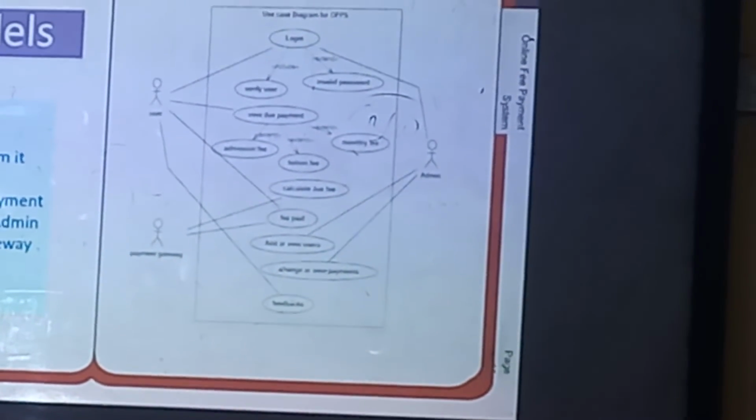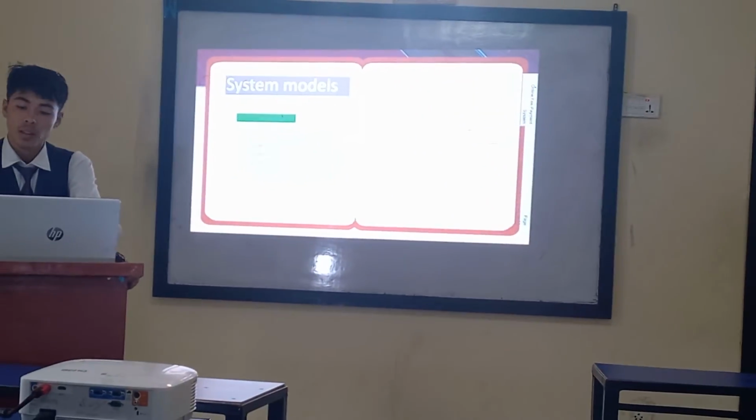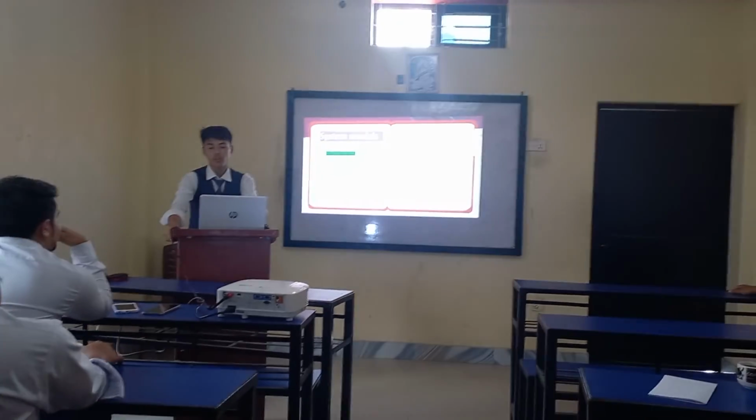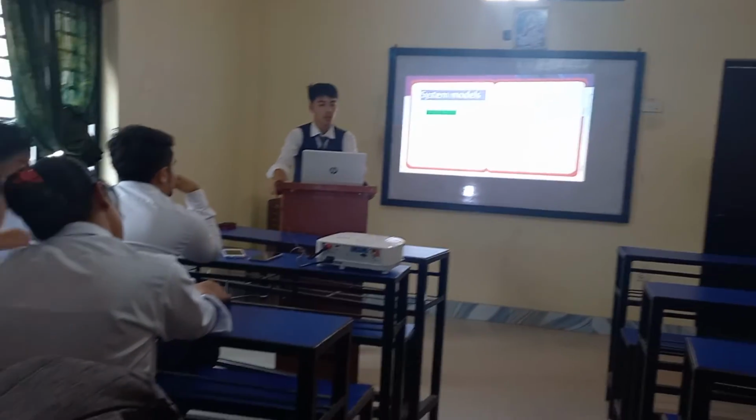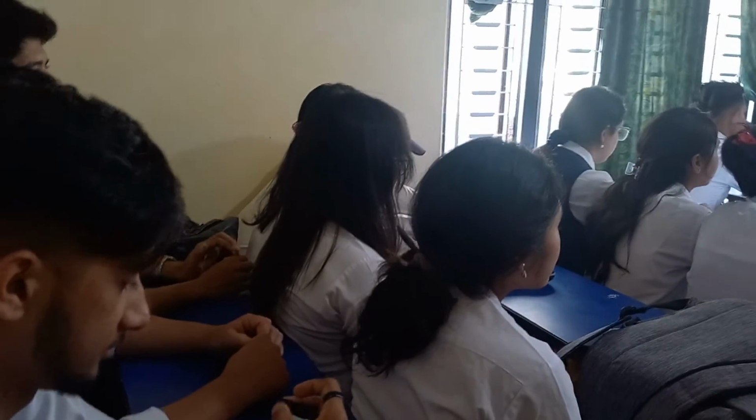If the username and password are validated, then only he can view payments or move to the home page. If there is an invalid username or password, then the system notifies him that your username or password is invalid. In the due payment, there is admission fee, tuition fee, and the monthly fee. The user selects one and pays. The payment gateway is like Ishiwa.